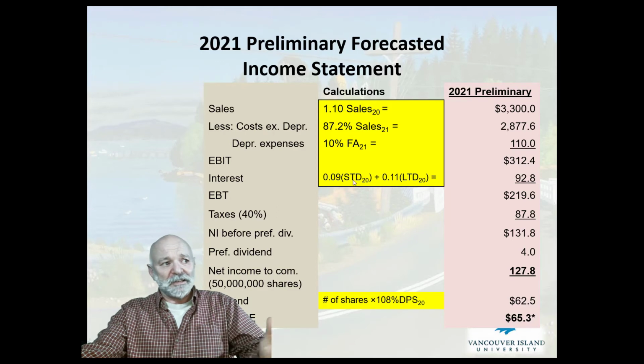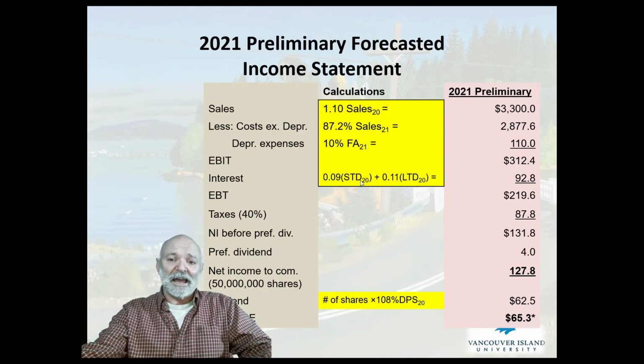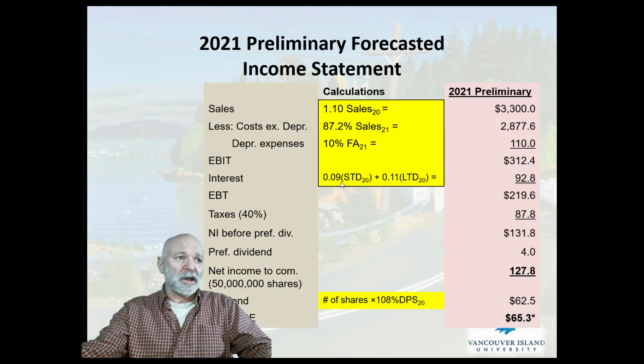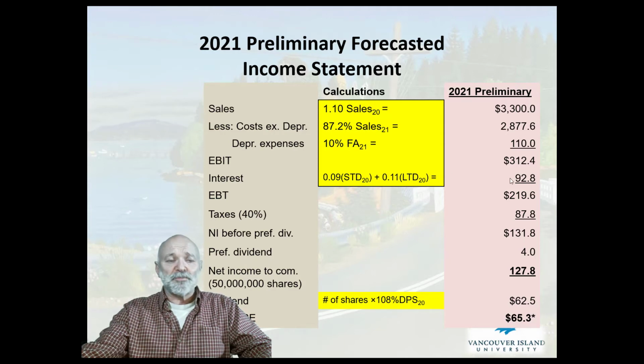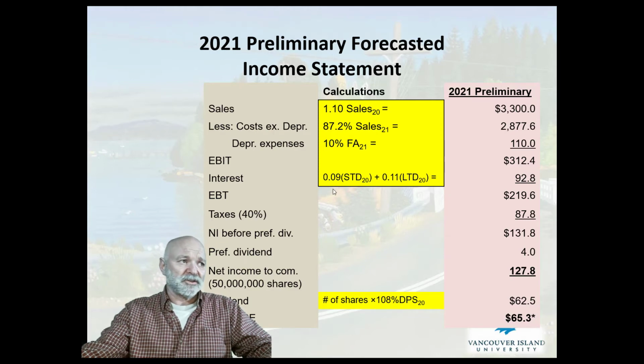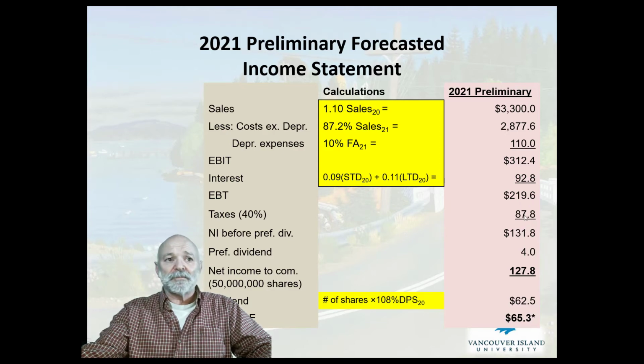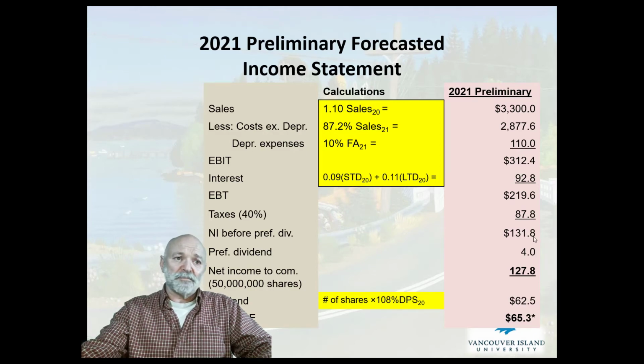Now, interest is calculated on the basis of last year's short-term and long-term debt, and the numbers that I had from this particular case were 9% for short-term debt and 11% for long-term debt. And we don't really need much more information about that, but the total amount is $92.8 million in interest, which gives us earnings before tax of about $220 million. Tax at 40%. 40% of $220 million is about $88 million. And subtract that from our earnings before tax, and that gives us our net income before our preferred dividend.